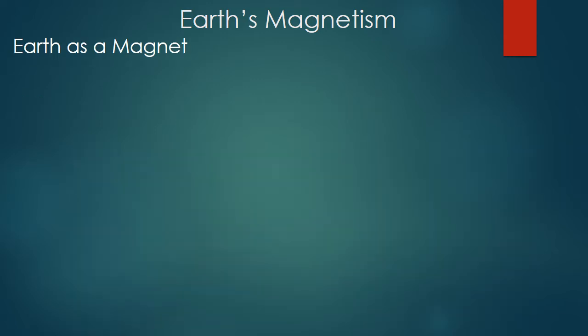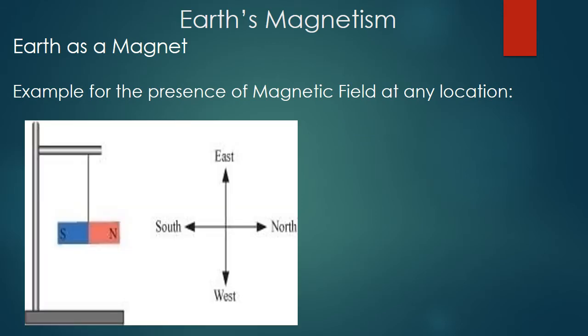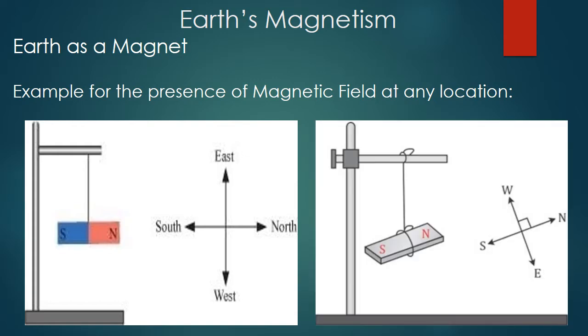Now we will see the examples for the presence of a magnetic field at any location. If you suspend a bar magnet at any point, it will go to a particular direction of the magnetic field. If you displace it angularly, again it will come back to the same situation. This shows the presence of a magnetic field.